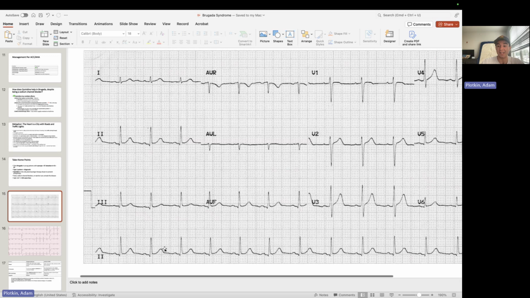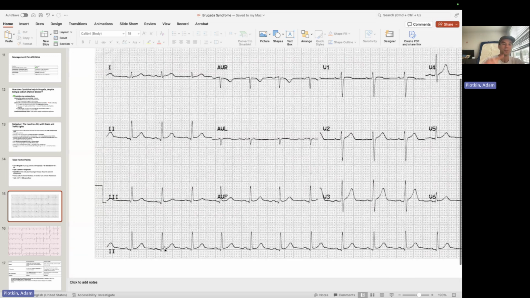We can look at the size of the QRS complexes. If they're small, less than 1 box, so less than 5 millimeters, that could be a sign of low voltage, and low voltage could be caused by something like pericardial effusion or tamponade, where there's fluid around the heart and it messes with my leads being able to see the electrical activity of the heart.